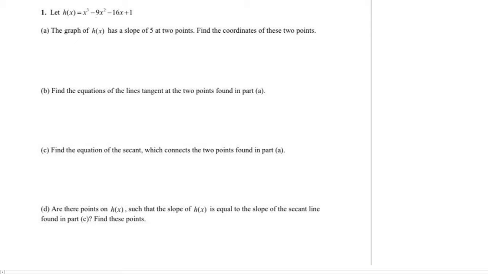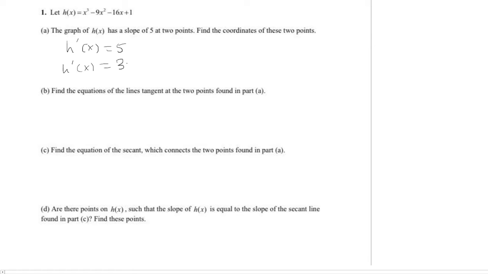h of x is x cubed minus 9x squared minus 16x plus 1. The graph of h of x has a slope of 5 at 2 points. Find the coordinates of these 2 points. The slope here refers to the derivative, and then we're going to set this equal to 5.